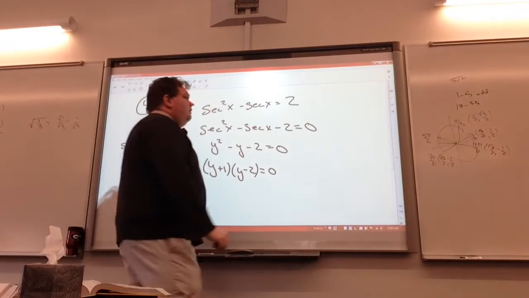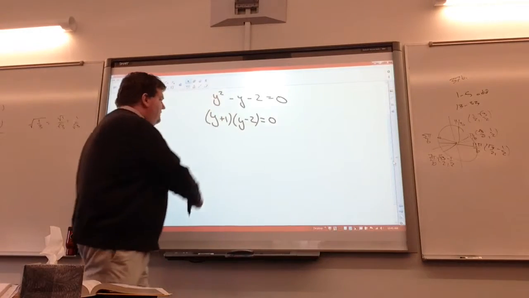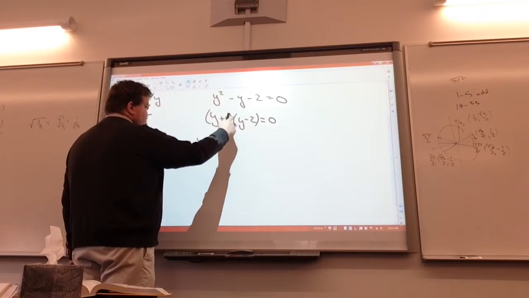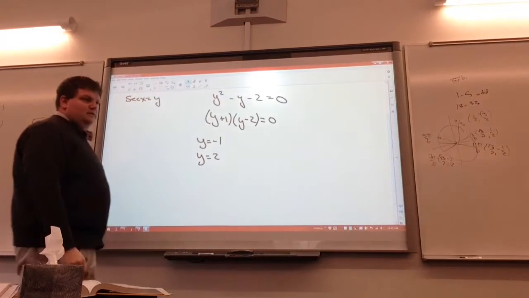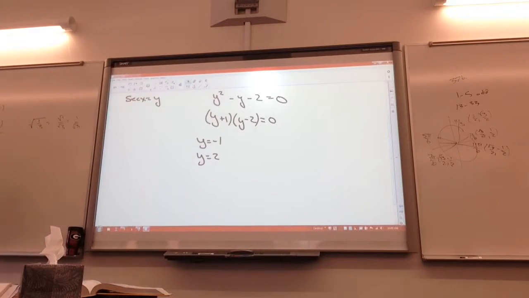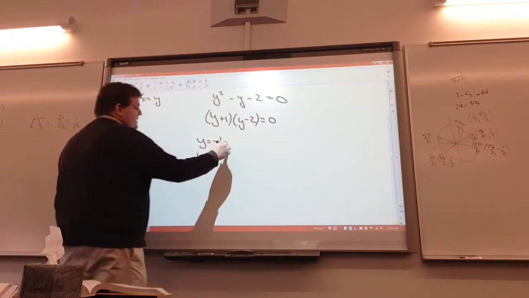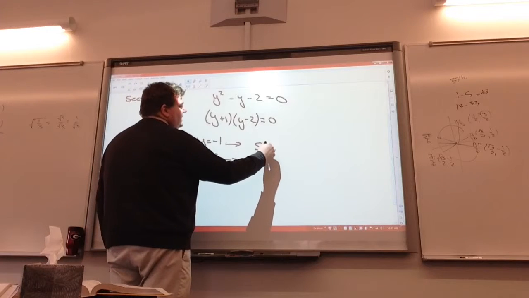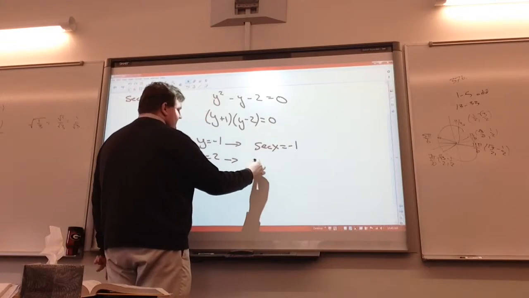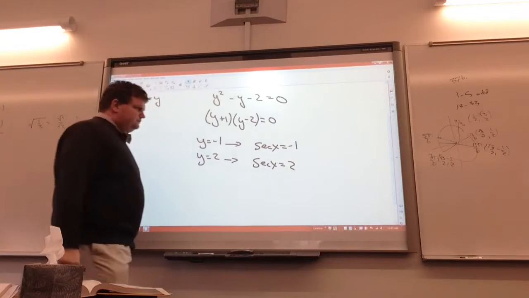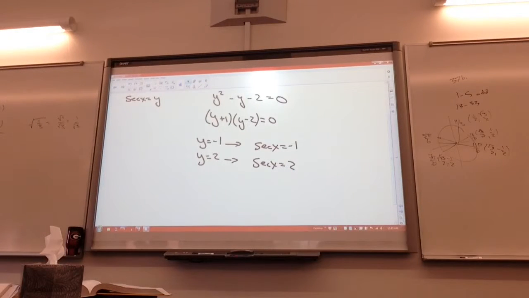So I can write my solutions here. I can solve this thing, right? Y is going to be equal to either -1 or y is going to be equal to 2, correct? But are we dealing with y? Now we're dealing with the secant, correct? So I'm going to substitute back in and do secant of x equals -1 and secant of x equals 2. Now those should be a lot easier to handle. So now we've taken something that was difficult and weird looking, treated it as a quadratic, factored it, and got it down to two things which should be fairly easily solved by either looking at the unit circle or whipping out a calculator.